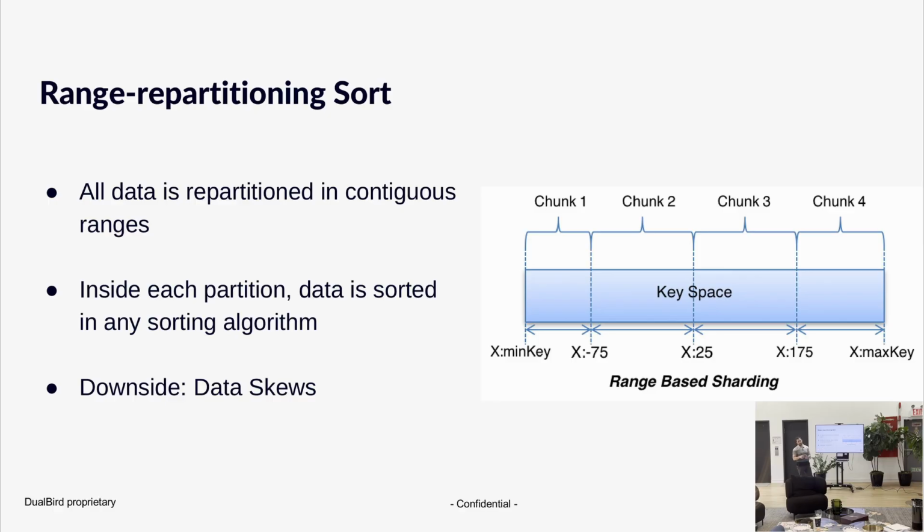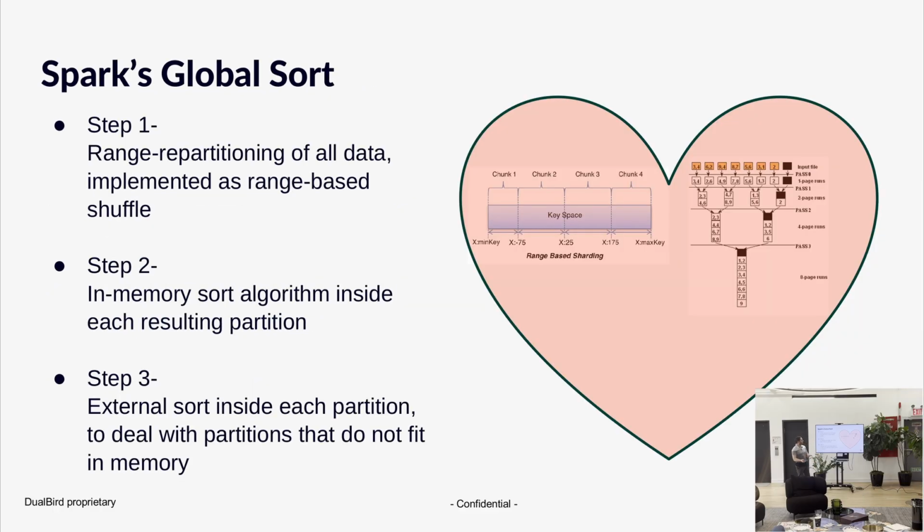So there's no guarantee that the data in the ranges would have the same size. You could end up with partitions that are much larger than some of the other partitions, to the point where you even get back to the original problem of sorting data that doesn't fit in memory. So what Spark does is combine its two algorithms. It starts with range repartitioning, but inside each partition, it does an external sort if the data is too big and has to spill to disk. So it gets the best of both worlds.